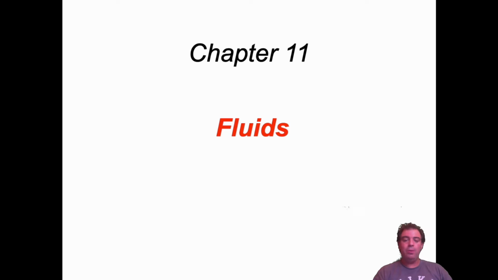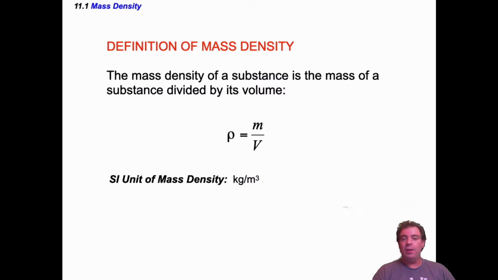Today we're going to be learning about fluids that are simply in a static state. In other words, they have no motion. So the first thing that we have to learn is basically the definition of mass density. This is something very simple. You've been doing this throughout your science career, and it's simply that the density is mass over volume.